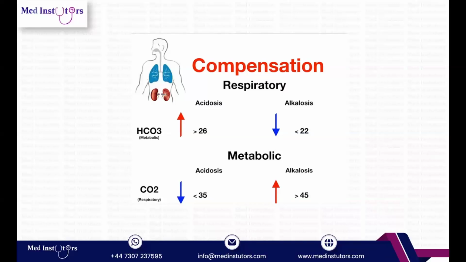The other thing is that after you know there is some compensation, the next question is whether it is complete or partial compensation. For that, you need to look at the pH. If the pH is within the normal range or closer to the normal range, that means it is complete compensation. But if, apart from these increased or decreased values out of the normal ranges, the pH is still drastically on the acidic side or the alkalotic side, that means it is partial compensation.